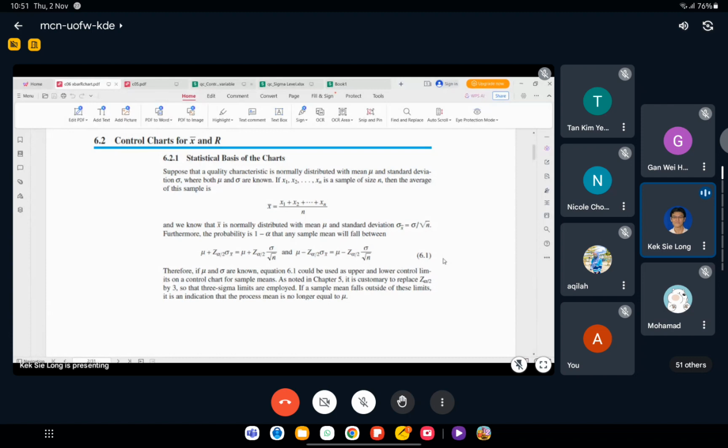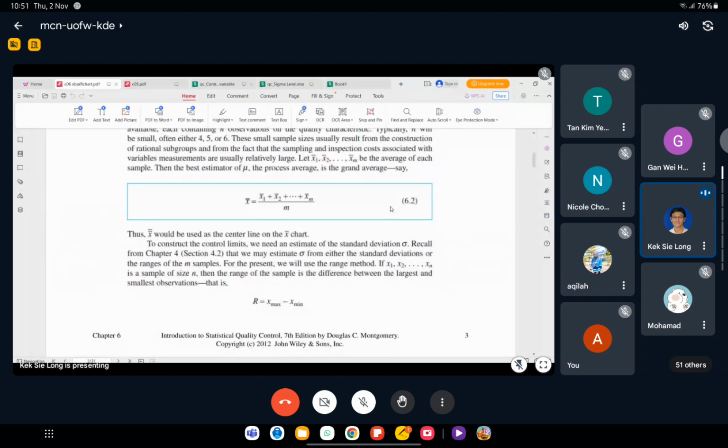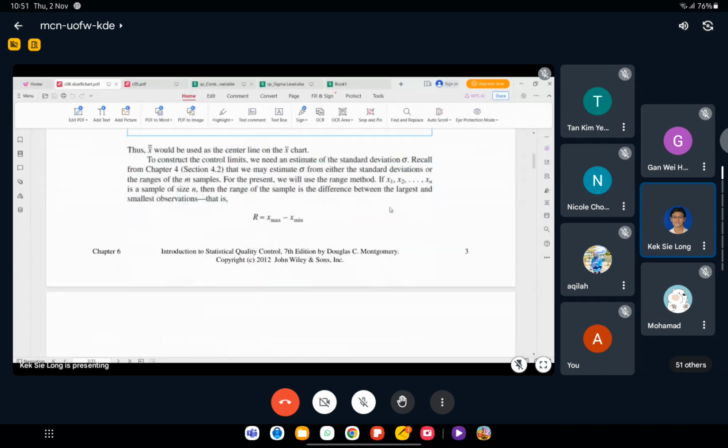We will use 6.1 to calculate the upper and lower control limit. The formula is the same, but the value will be different. No, I should not say it changes. I should say we use equation 6.1, the formula, to calculate the control limit. But let's see, what does it mean, different?